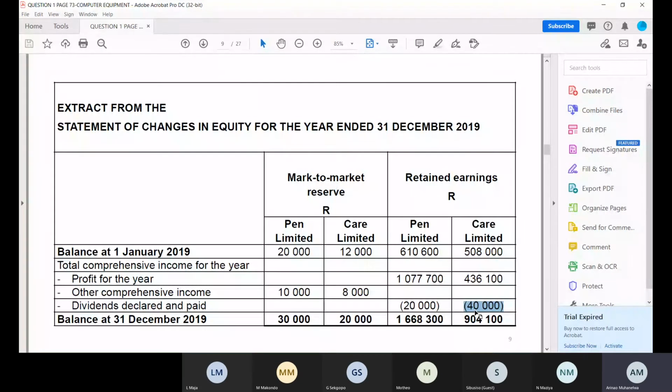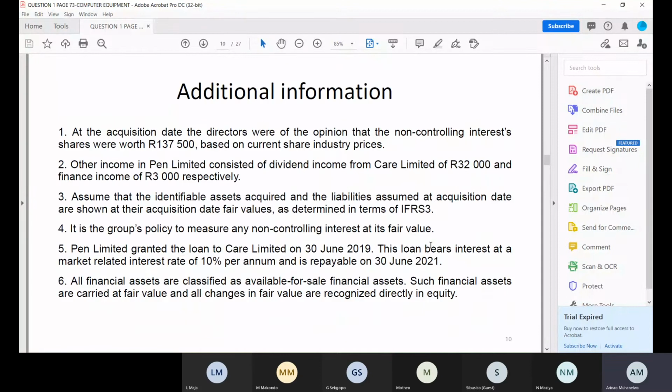But I just wanted to state that when you read this information, especially on the statement of changes in equity, once we see dividend declared and paid, it must come to your mind that, okay, if 40,000 is declared and Penn owns 80%, that means 80% is coming here, and that 80% is an intergroup transaction and it needs to be eliminated. Additional information, this is where we get all the information that we require to do any adjustment when necessary.